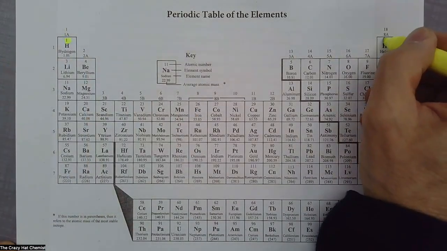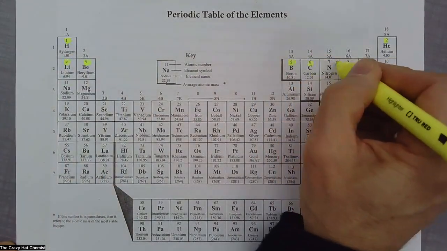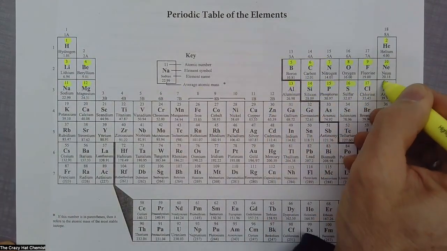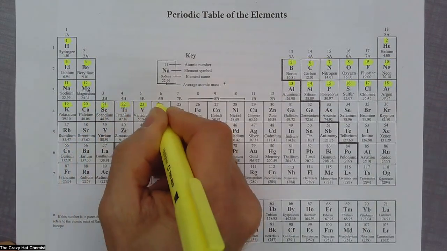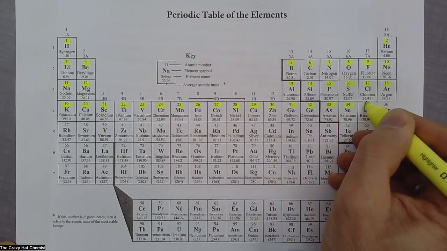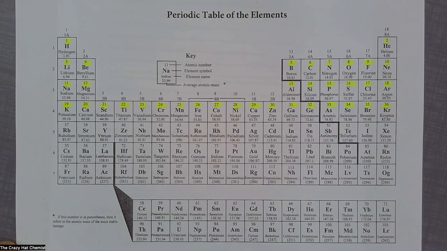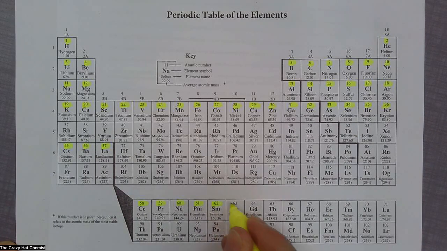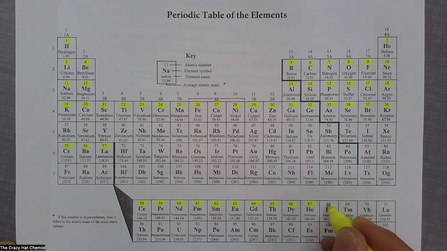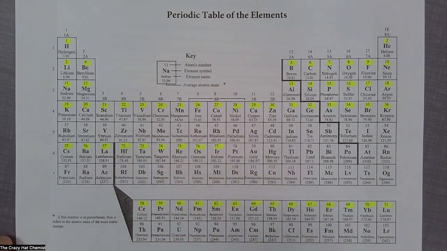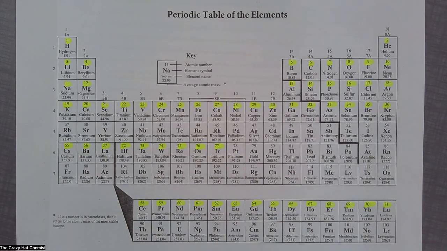That is 1, 2, 3, 4, 5, 6, 7, 8, 9, 10, 11, 12, 13, 14, and so on up to 36. I think you guys get the point. Even these elements, 55, 56, 57, and on through 77, etc. It's still organized according to atomic number.